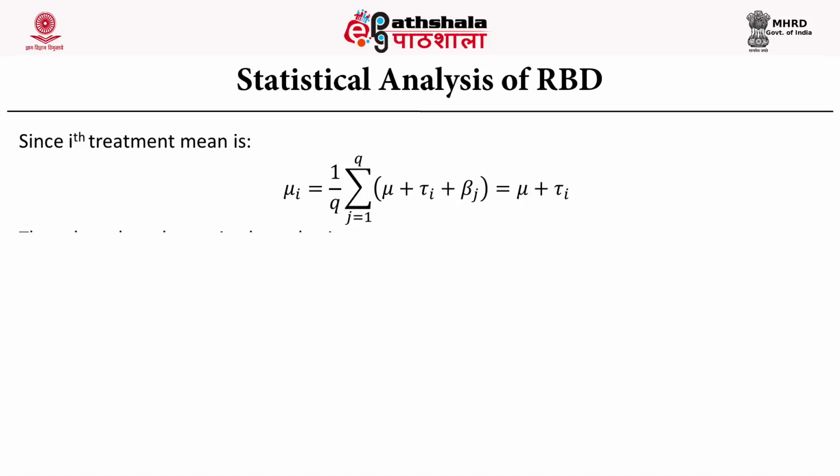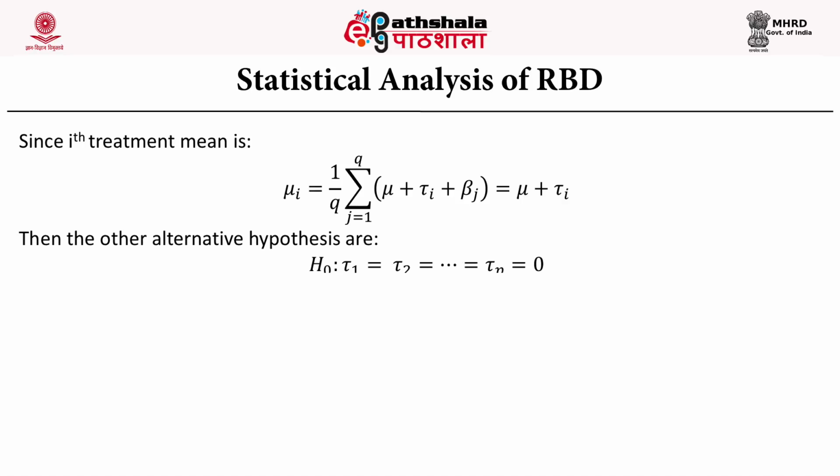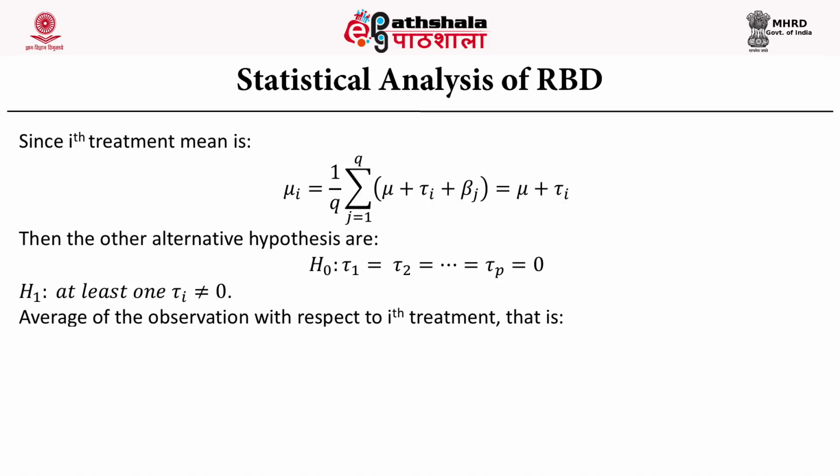Then the other alternative hypotheses are as follows. We are testing here whether the tau_i's are significantly 0 or not. So we have the null hypothesis tau_1 = tau_2 = ... = tau_p = 0, and the alternative hypothesis given here as at least one tau_i is not equal to 0.